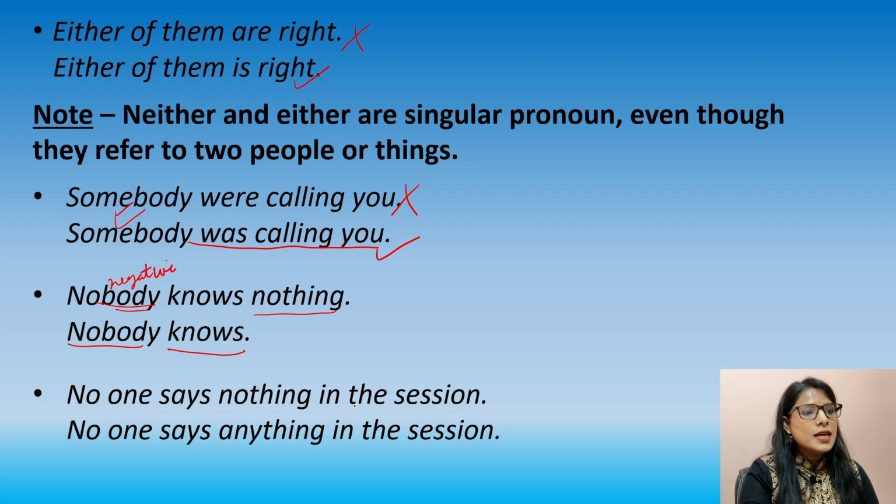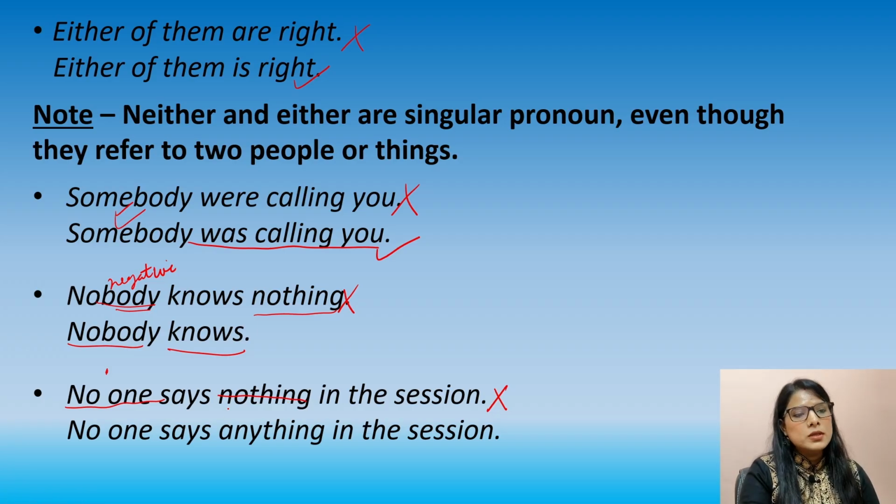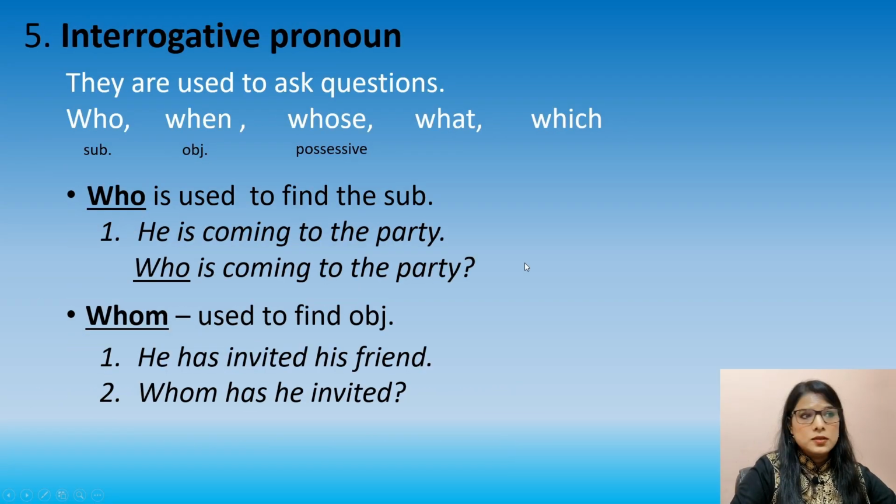No one says nothing in the session. तो no one, जैसे nobody है उसी तरह से no one भी है. This is wrong. So no one says anything. We will not put nothing because no one is itself a negative word. So we do not need to use not, nothing, never. What we use? No one says anything in the session. किसी ने कुछ नहीं कहा session में. So this is right. So always remember that we never use nothing, not, never with nobody, no one or none.